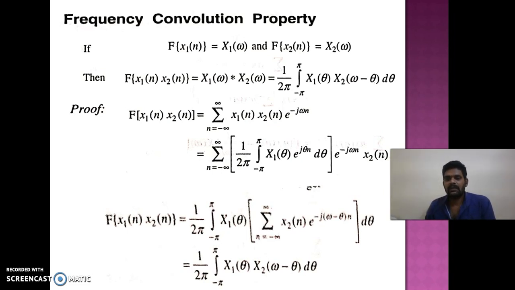Again, applying the shifting property, here it is omega minus theta, so it is the frequency shifting property. So it gives X2 of omega minus theta, which is nothing but the formula for the convolution sum given here. So it is the convolution of X1 of theta with X2 of omega minus theta.